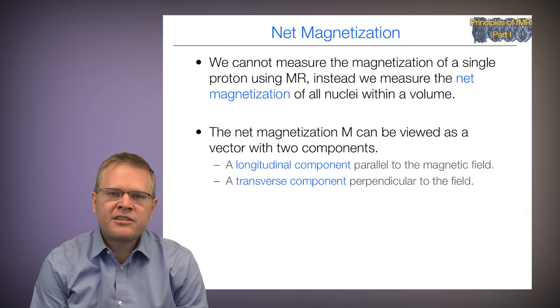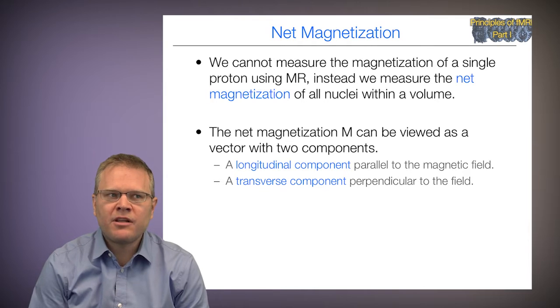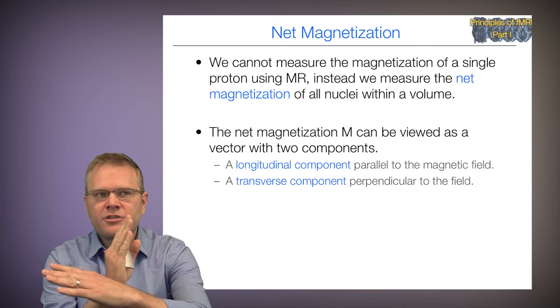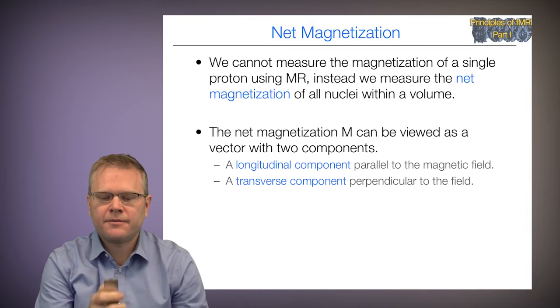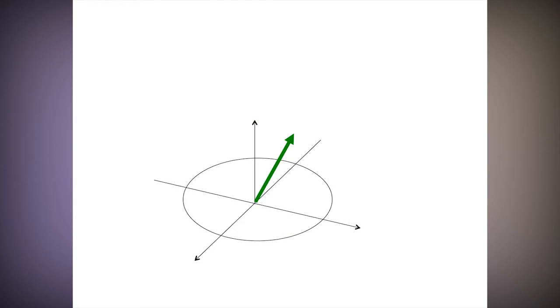The net magnetization, which we're going to call M, can be viewed as a vector with 2 components. We have a longitudinal component, which is parallel to the magnetic field, and a transverse component, which is perpendicular to the field. Here we see this illustrated: the net magnetization going in this direction, with a longitudinal direction and a transverse direction. The transverse direction is in the XY plane, and the longitudinal is in the Z direction.